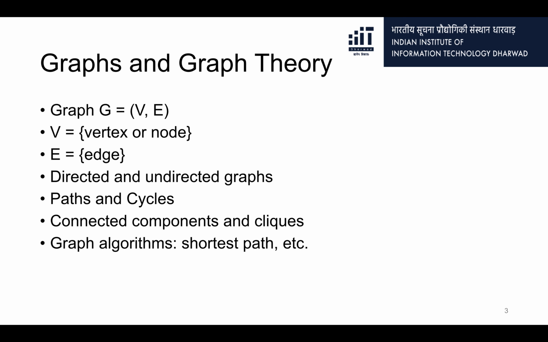So, if you remember from graph theory or data structures, a graph G is made up of two components, a set of vertices or nodes and a set of edges, and we assume an edge is binary, that is, it goes from one vertex to another vertex. Graphs can be directed or undirected, and there are things called paths and cycles in graphs, and there are also ideas like connected components and cliques, right. You do not need to know really the details of graph theory or some of the graph algorithms like the shortest path algorithms and so on to understand graph analytics at a basic level, right.